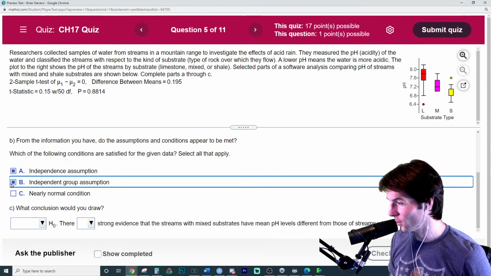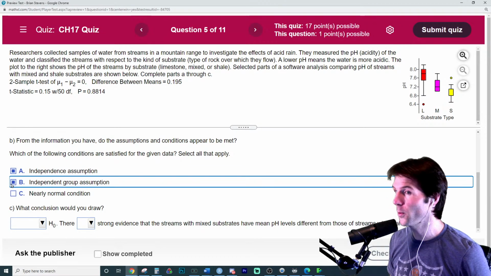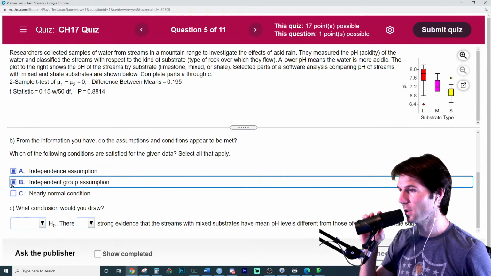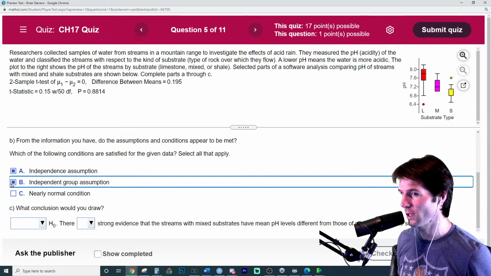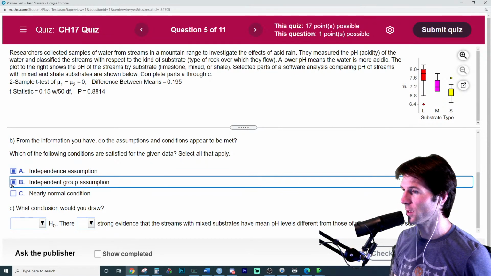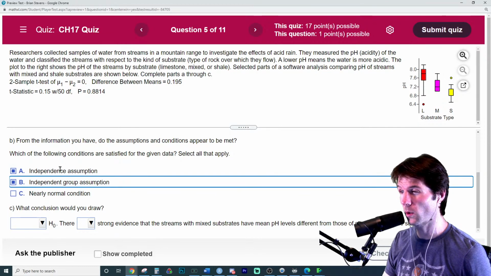Does it matter or not that my numbers are different? Yeah, they will be different. At this point, it won't matter because it looks like we're just looking at conditions right here. Down here, we're going to look at the conclusion drawn from it, which is where the numbers are really going to matter.